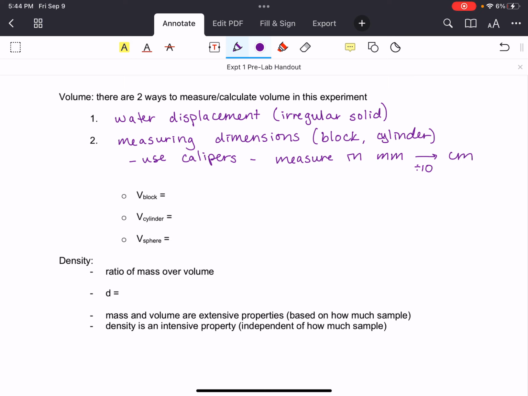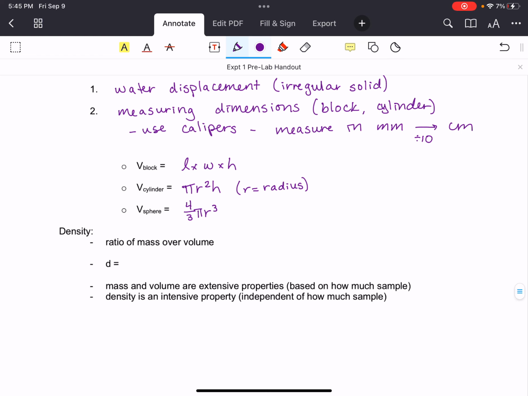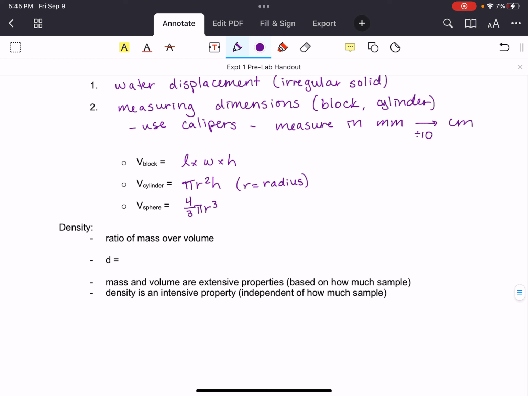Then we need formulas for a block or a cylinder or a sphere so that we can take our dimensions and get them to what we need. So for a block, we're going to do length times width times height. For a cylinder, you will use pi r squared times the height, where r is the radius. So you won't be able to measure the radius directly, but you can measure the diameter and divide by 2. And we know the volume of a sphere is 4/3 pi r cubed. You won't be measuring any spheres in lab, but that's a helpful equation to have if you have any questions like this after you finish the experiment.